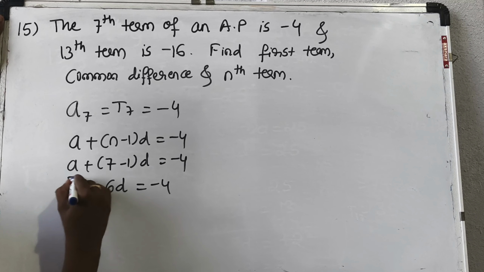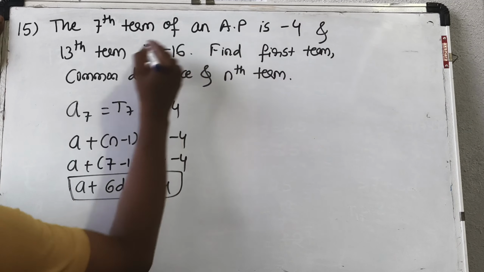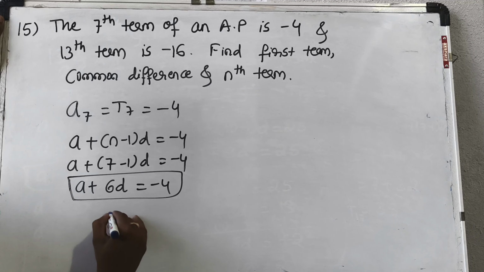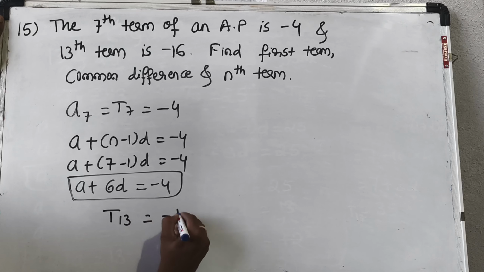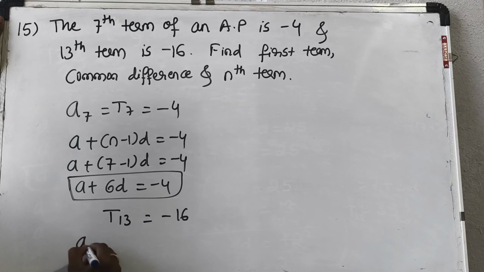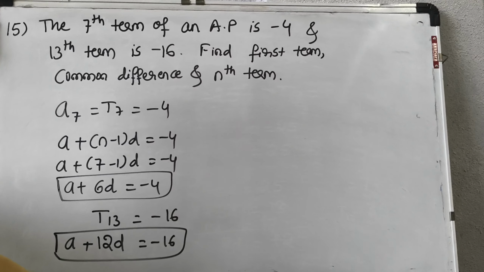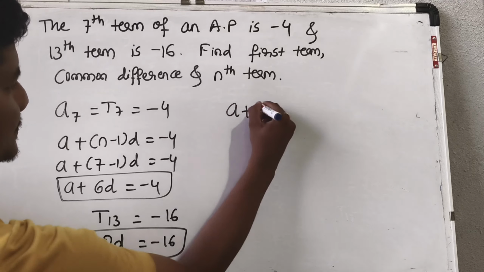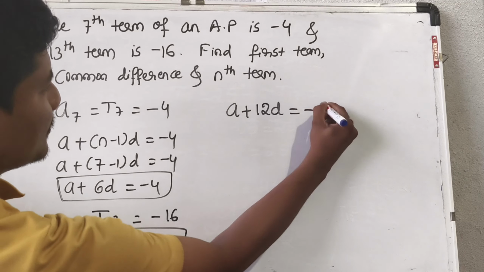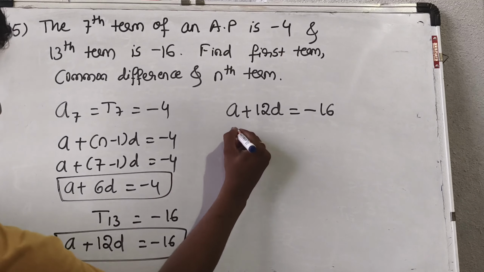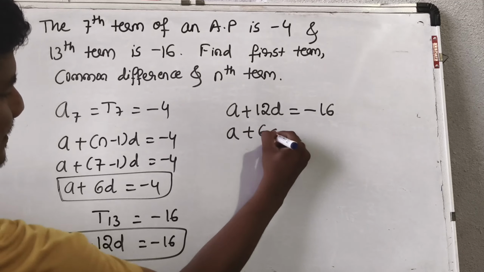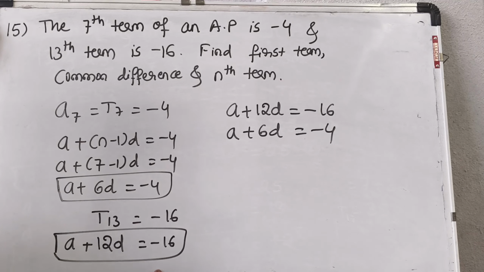Similarly, the 13th term is given as how much? Minus 16. 13th term minus 16, that is a plus (13 minus 1), that is 12d is equal to minus 16. This is the 13th term. Now I subtract equation 1 from equation 2. a plus 12d is equal to minus 16. a plus 6d is equal to minus 4.